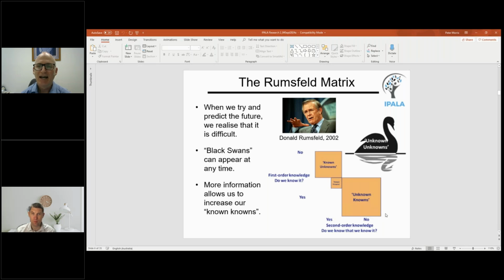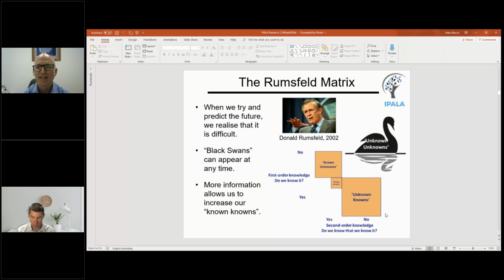Another way of looking at uncertainty is called the Rumsfeld matrix. Donald Rumsfeld in 2002 made the comment that there were known knowns, known unknowns, but most problematic were the unknown unknowns. And these have also been called black swans by Nicholas Taleb and others.